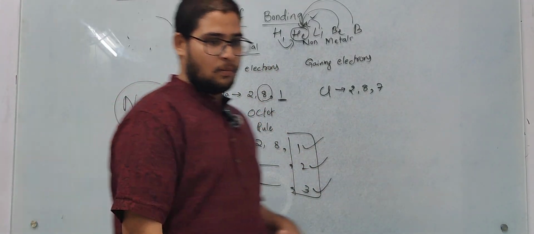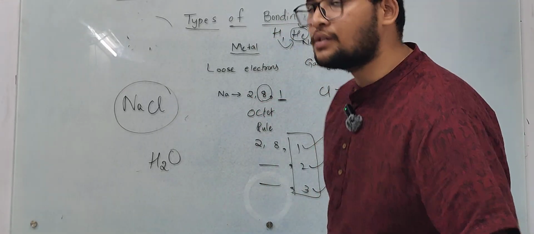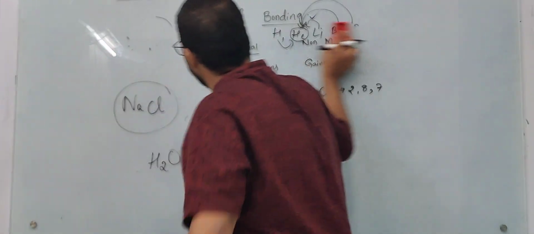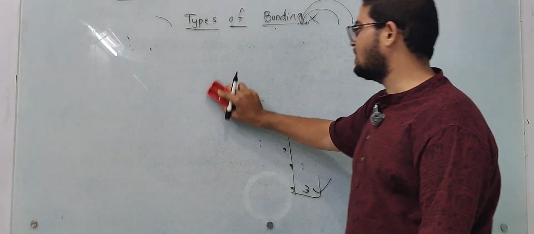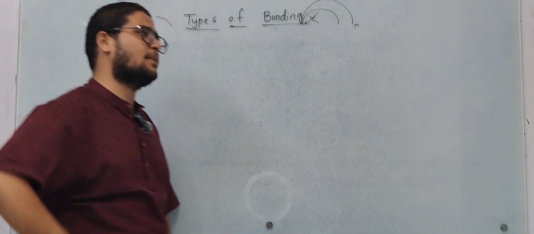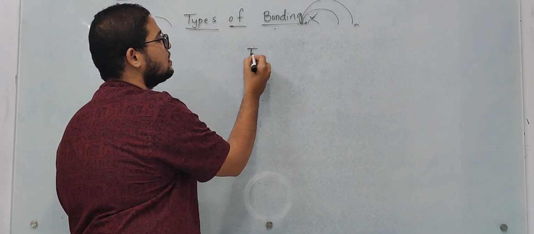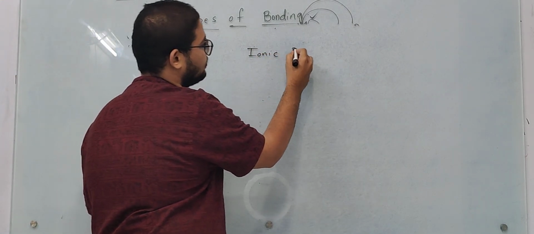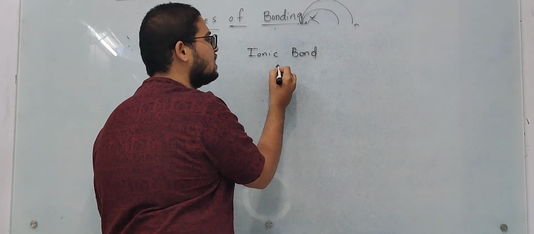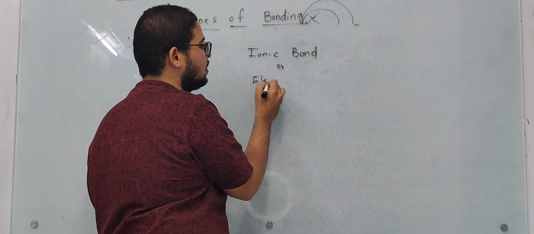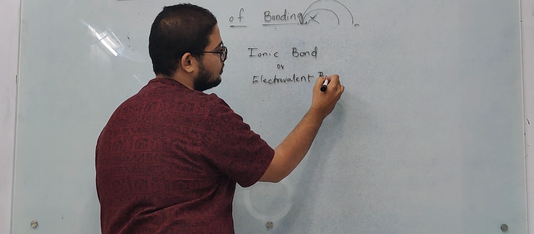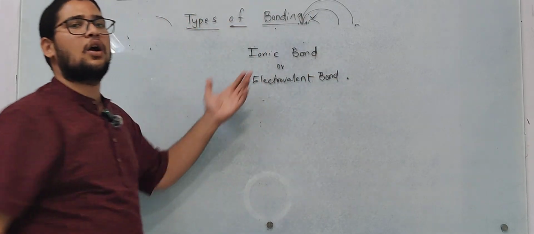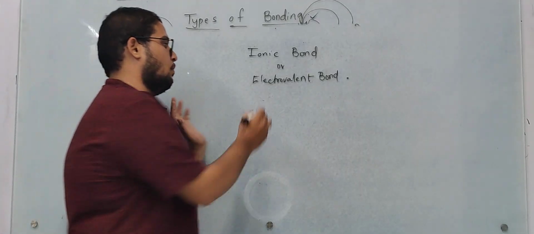Types of bonds. What are the types of bonds? If you know, please comment. Mainly we will study 2 types of bonds. There are still many types, but we are focused on the basic things which we are supposed to learn. One of them is the ionic bond. Another name for the ionic bond is the electrovalent bond. First we will study what an ionic bond or electrovalent bond is.